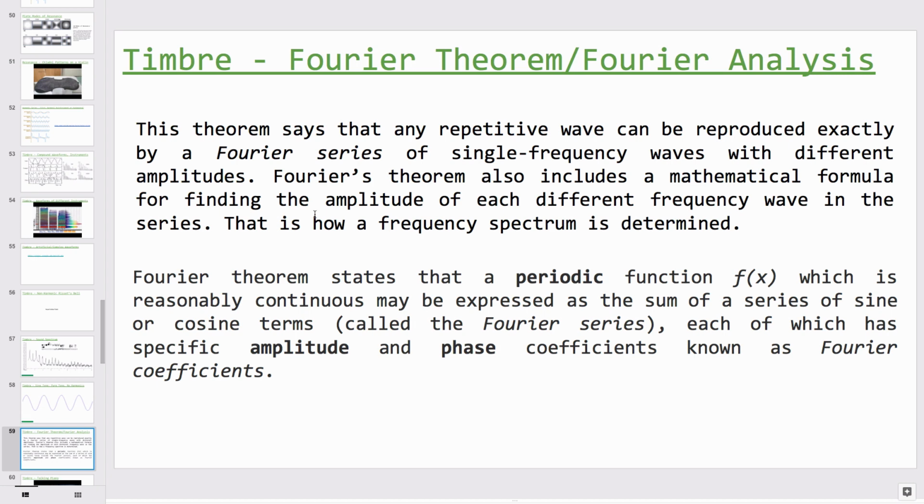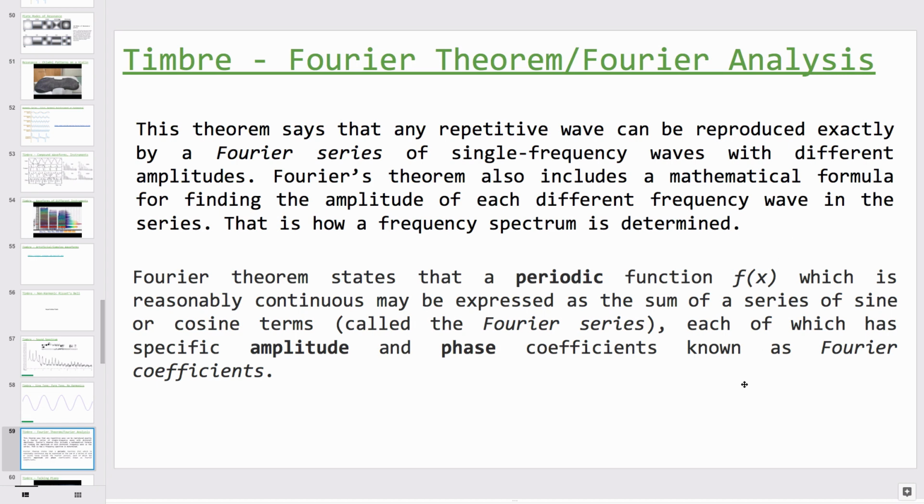Actually, it's a mathematical thing to do with signal processing, not necessarily with sound, but it's very helpful in music, and especially electronic music, to manipulate sound. So let's just read here. The theorem says that any repetitive wave can be reproduced exactly by a Fourier series of single frequency waves, those are the sine tones, with different amplitudes. Fourier's theorem also includes a mathematical formula for finding the amplitude of each different frequency wave in a series. That is how a frequency spectrum is determined.